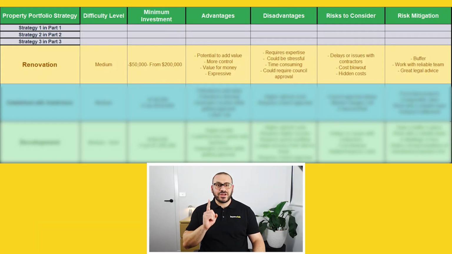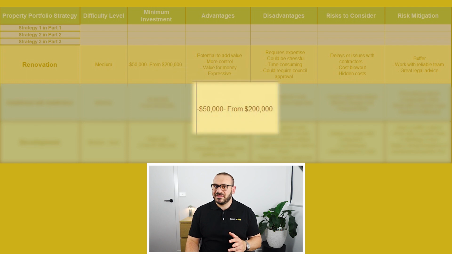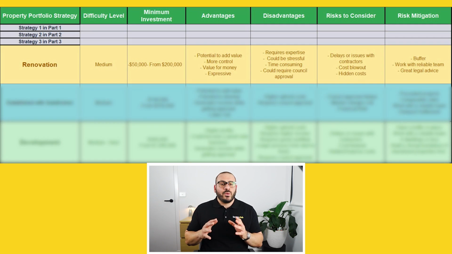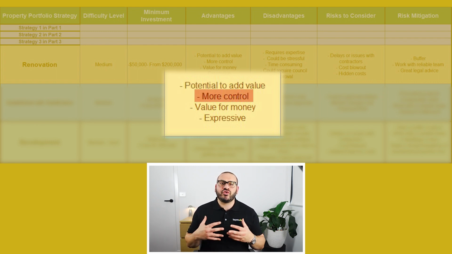So the first strategy we're looking at today is renovations. It's more of a medium difficulty level and requires a minimum deposit of $50,000. So you don't need a whole heap of money to get started, especially if you're targeting the 200,000 mark. What I love about this strategy is it allows you to manufacture equity or add value to the property, and it gives you a lot more control as an investor, because you know what you can buy a property for, how much it costs you to renovate, and what you can flip it for.